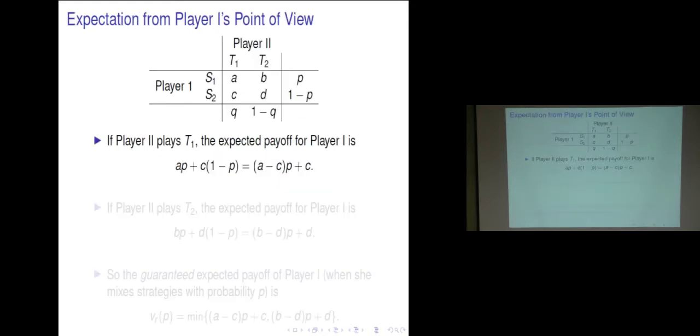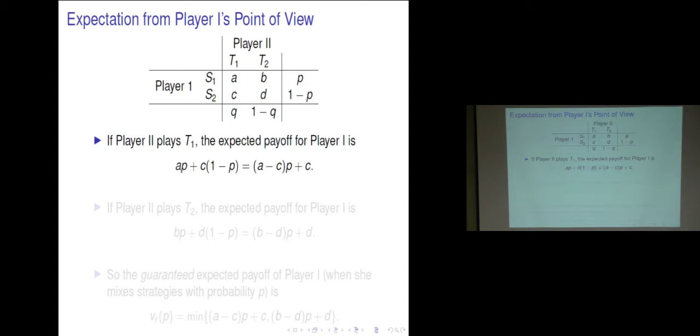Now we repeat our procedure. So we calculate the expected payoff. From player 1's point of view, if player 2 plays T1, the expected payoff is A times P plus C times 1 minus P. A times probability P, plus C times 1 minus P. If you combine, you get (A minus C) times P plus C.